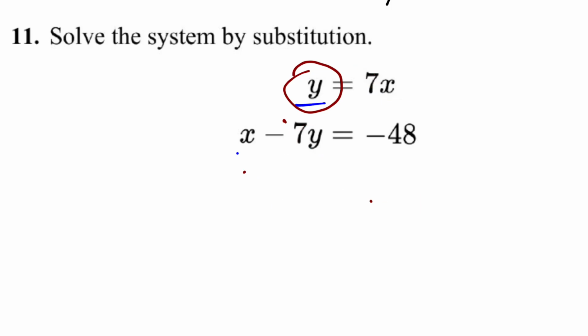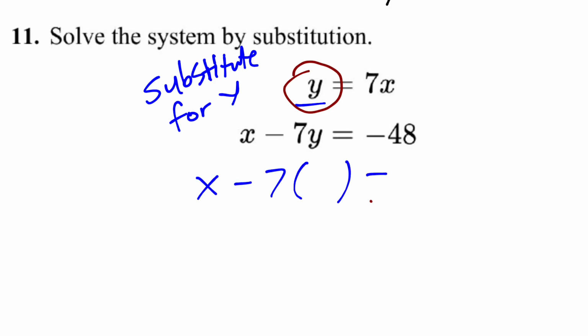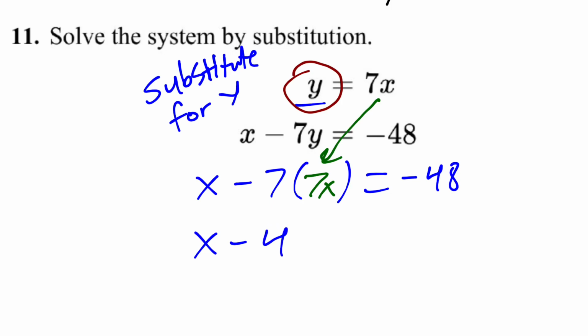And what that tells us is, in the other equation, we're going to substitute for y. So let's write that second equation, but instead of writing the entire thing, I'm going to write it like this. Most of this is identical: the x, the minus 7, the minus 48. The only thing that's different is I replaced y with parentheses. And we can plug in this 7x into the parentheses. After that, first we multiply. This is rewritten as 49x is equal to negative 48.